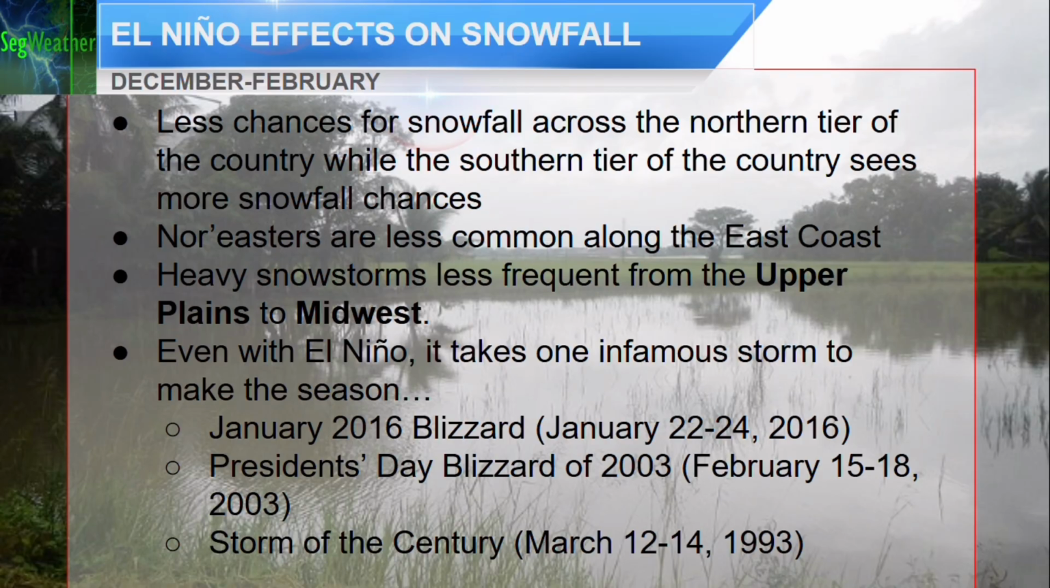Now, moving on to the effects on snowfall, this typically does bring less chances of snowfall across the northern tier of the country, especially for areas such as North Dakota, South Dakota, where you usually see snowfall. Less chance of that this winter, and nor'easters are also less common across the East Coast, mainly due to the less favorable track with systems.